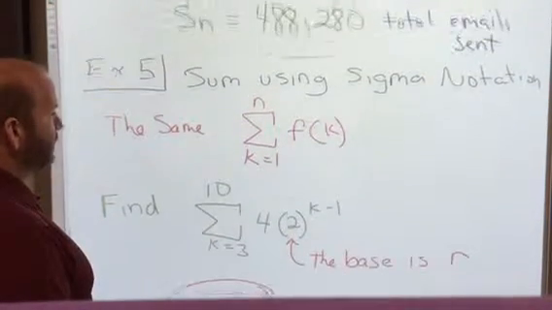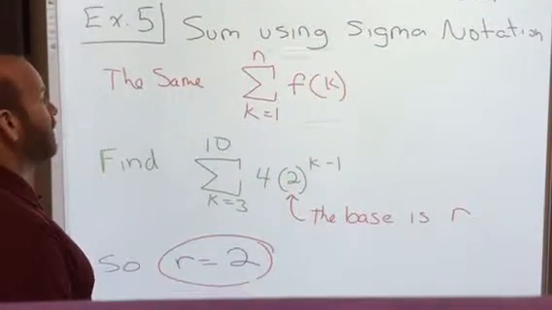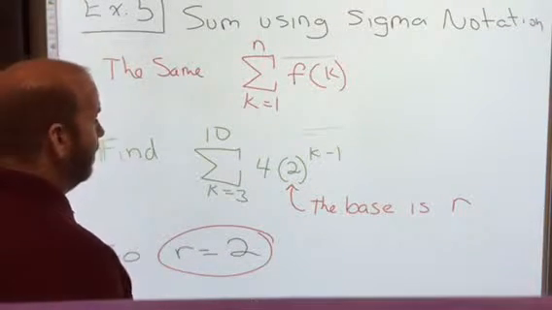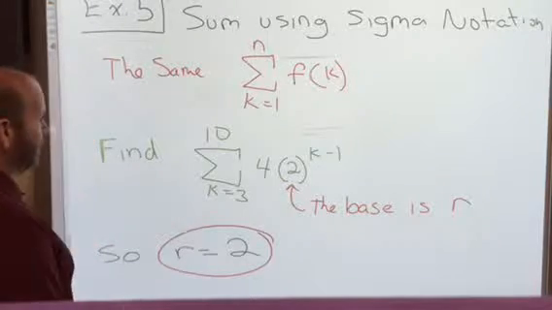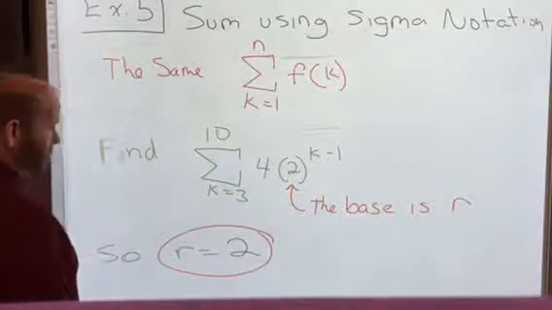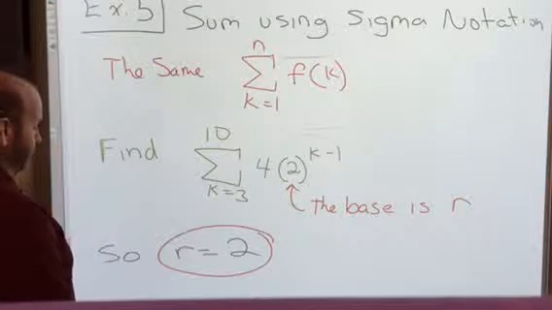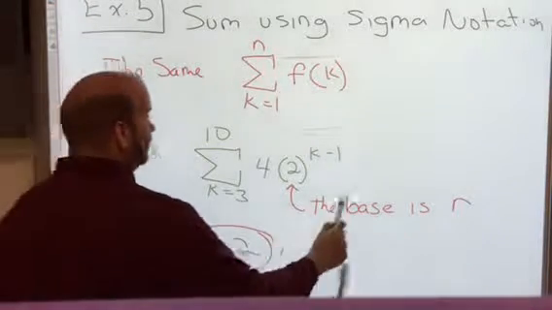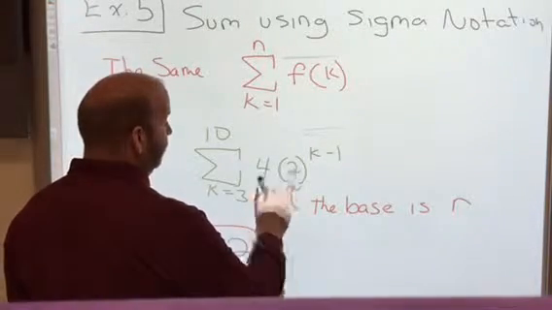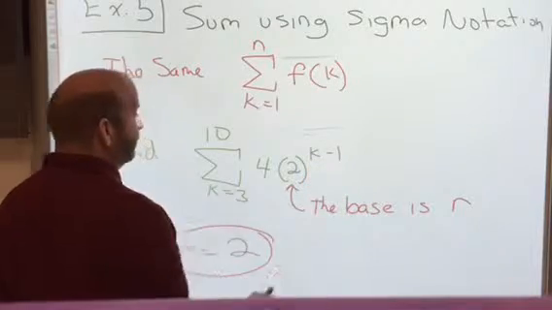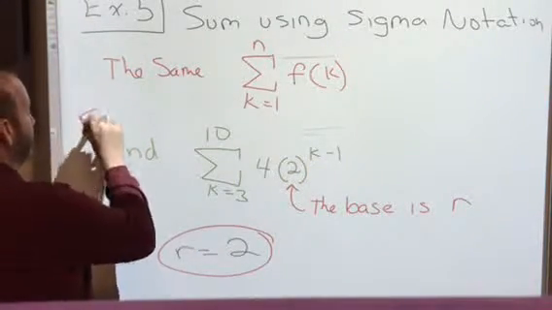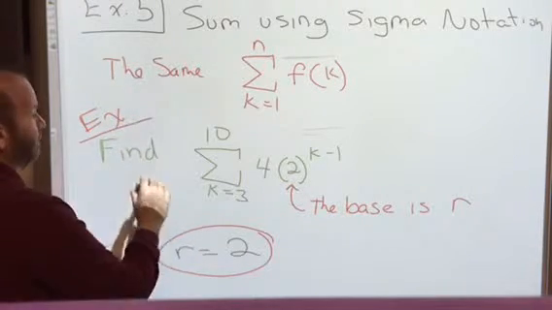Sigma notation is the same thing as it was for arithmetic sequences. If you didn't get it then, maybe you'll get it now, and it'll make more sense back with arithmetic sequences. So f of k, the base is r, 4 times 2 to the k minus 1 would be in the example. This is the example.